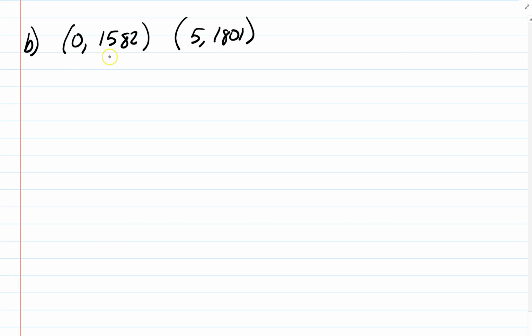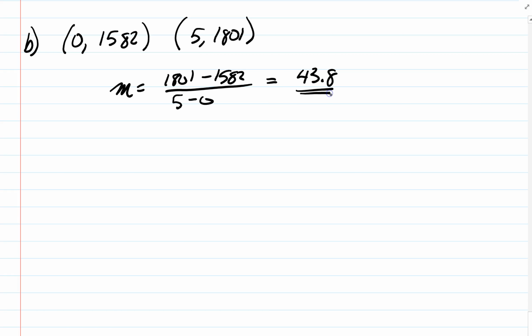So you have to remember that 0 represents 1582 and 5 represents 1801, because we are interested in years since 2004. So I'm going to go ahead and calculate the slope of these two points. So I got 1801 minus 1582 divided by 5 minus 0, and I get a value of 43.8 once I plug that into the calculator.